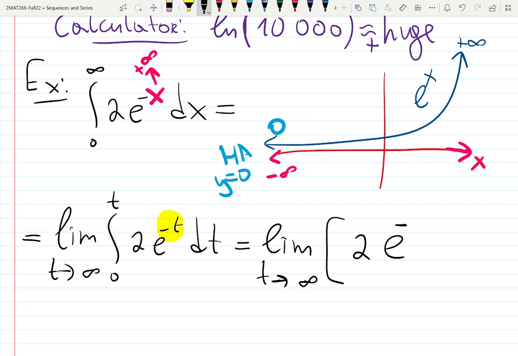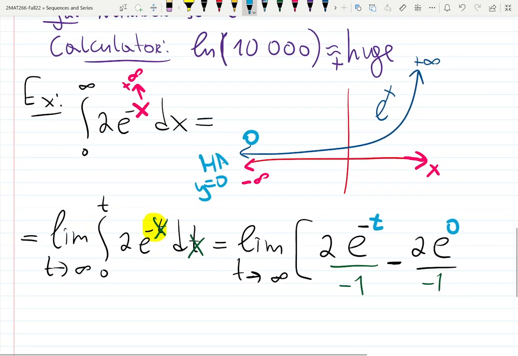Why do we use the same variable? Let's switch. It's not a mistake actually, because it's called a dummy variable, but let's change to x and x. Minus x divided by minus 1, divided by the leading coefficient. To save time, I start plugging right away. T goes to the top, minus 2e over minus 1, plug in 0 to the 0.